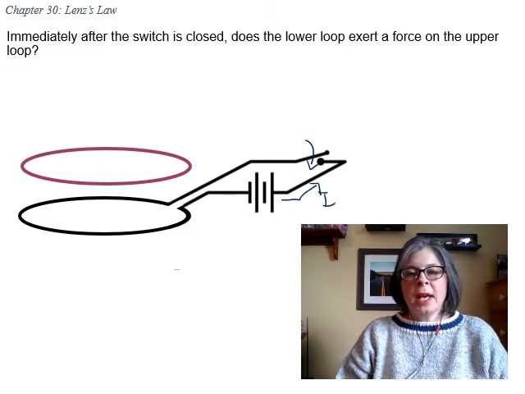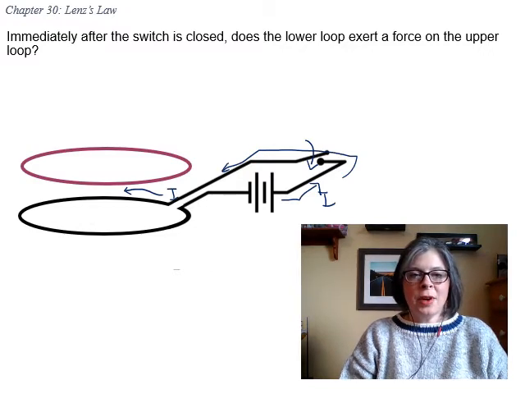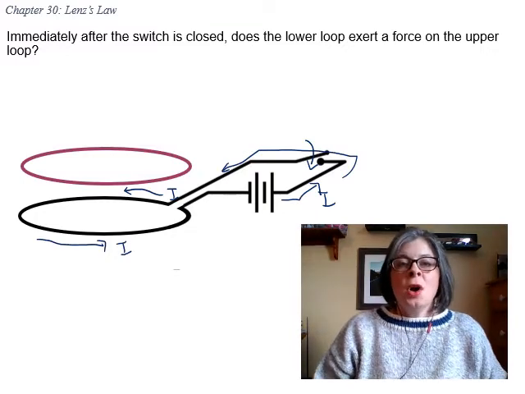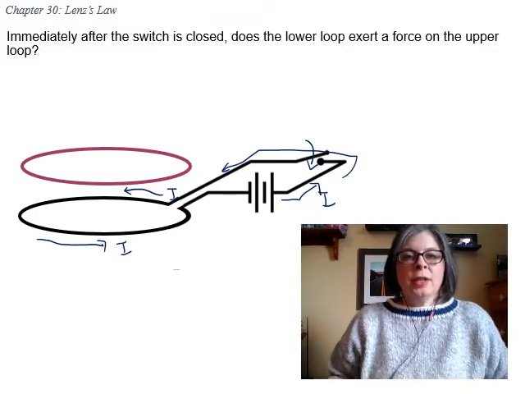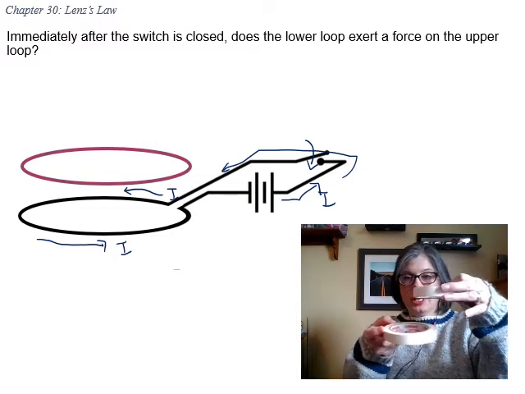So current comes out of the battery in this direction, comes around, and I know this is a 3D picture, not the easiest to see. So it comes around and back in this direction and around in front in this direction. We know that current carrying wires will create a magnetic field. So here are my two loops.